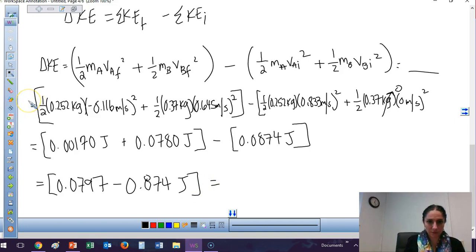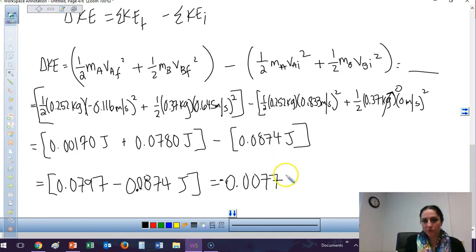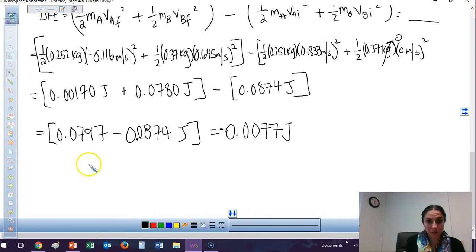Okay. Minus 0.0874. So what I get is negative 0.0077 joules. So, first of all, what does this mean? Let me just rewrite what we just solved for, right? We found the change in kinetic energy is equal to negative 0.0077 joules.